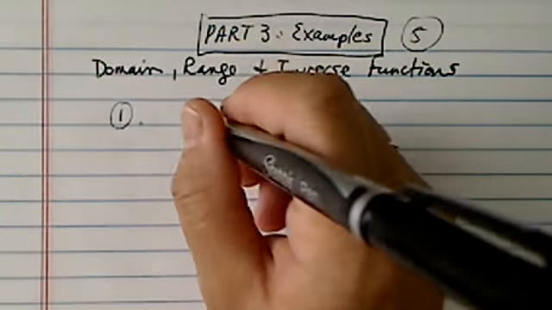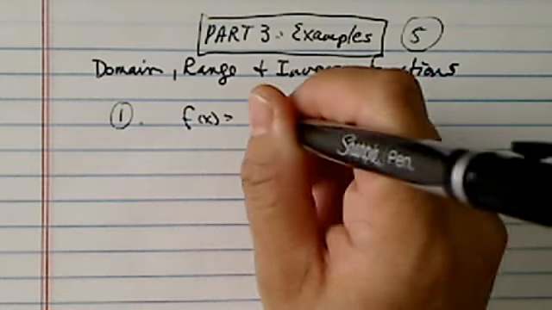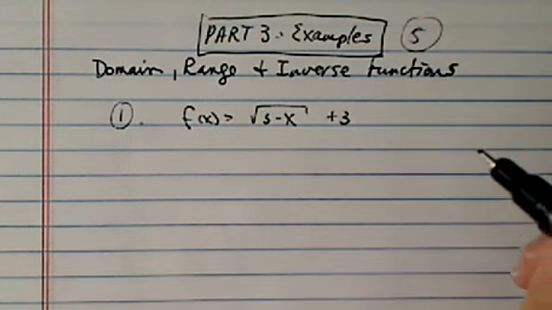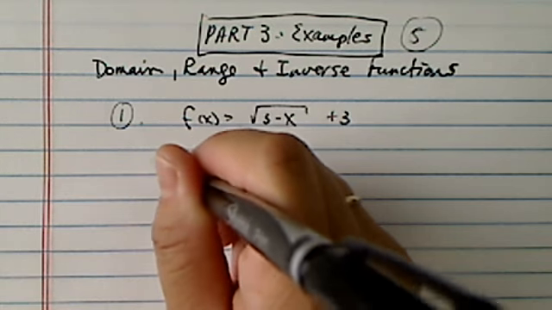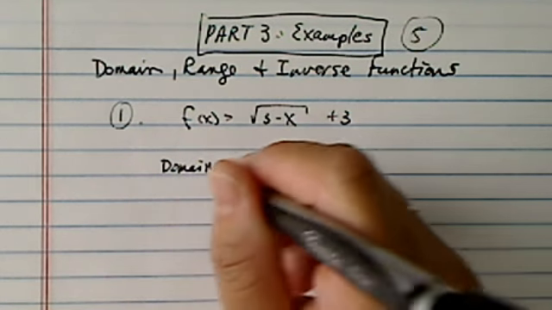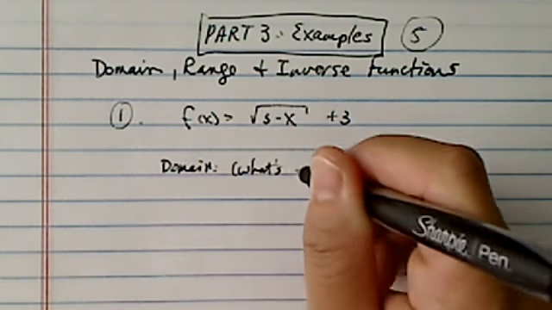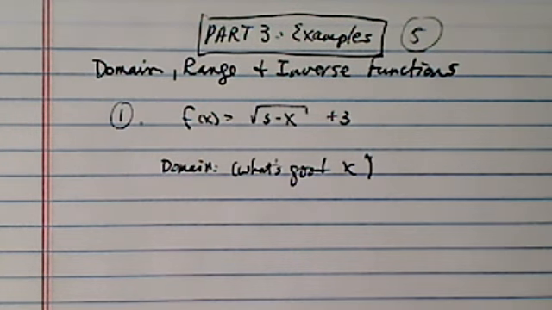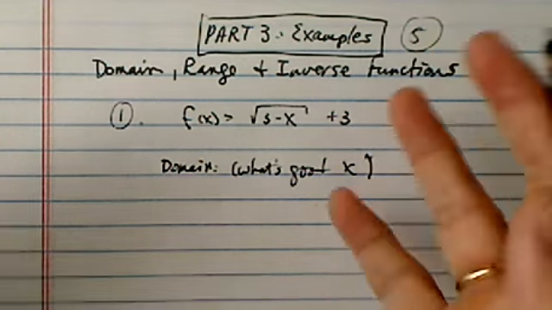The first one, we have f of x is equal to the square root of 3 minus x, plus 3. Okay, so let's take a look at domain. Now remember, domain is what's good x. Kind of like a good x, but what good is the x?